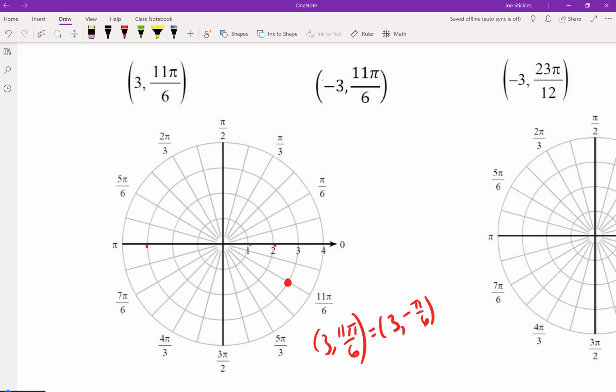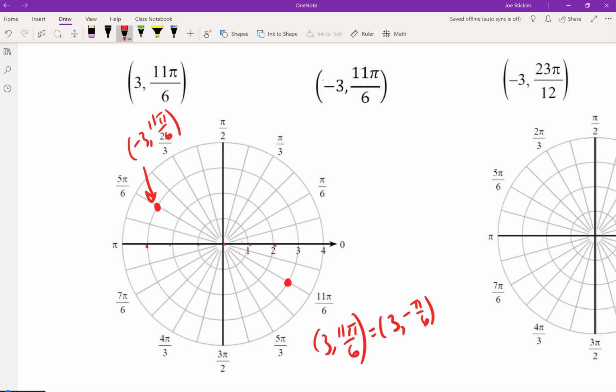Oops, and I apparently had the dot on it. So here is the point, negative 3, 11 pi over 6. Again, let me go through that again, because I think that the plotting with the negative r values is confusing. And then I'll also talk about how you can think about it the other way.